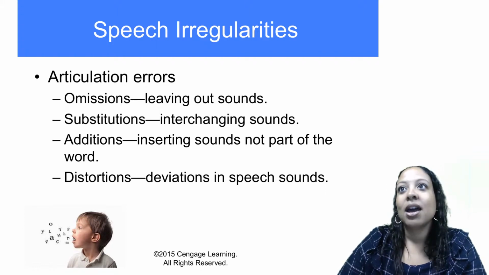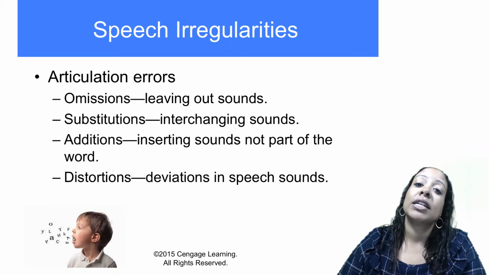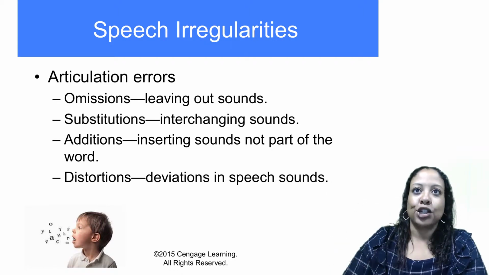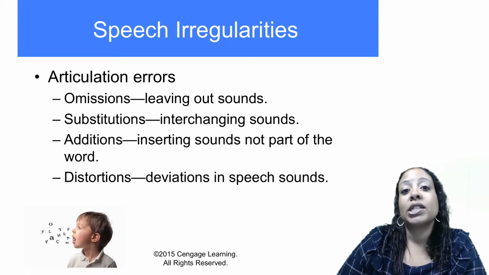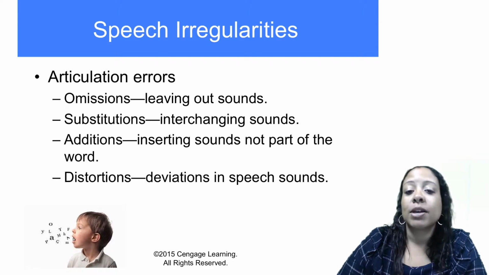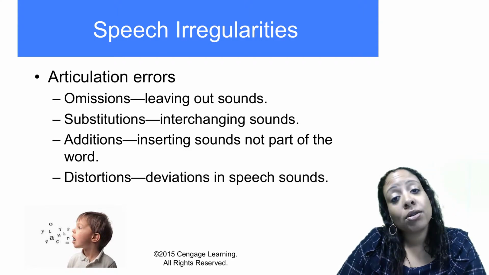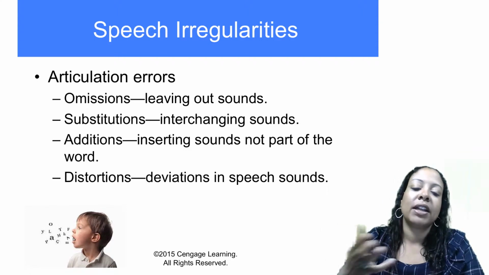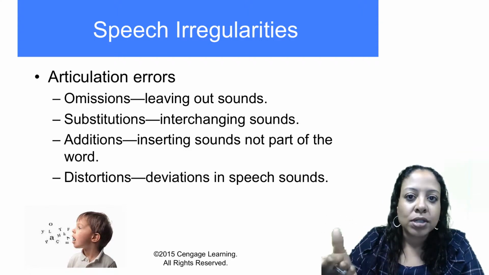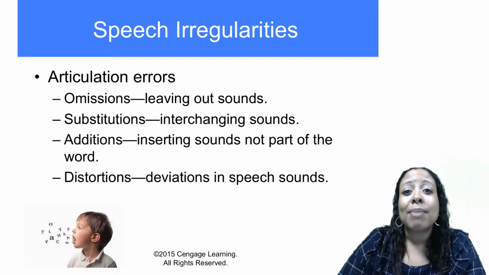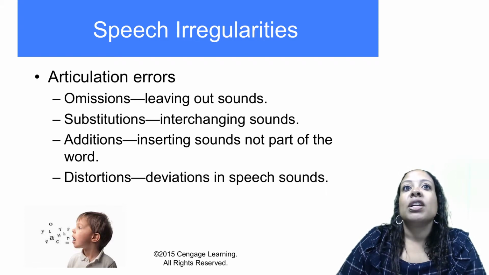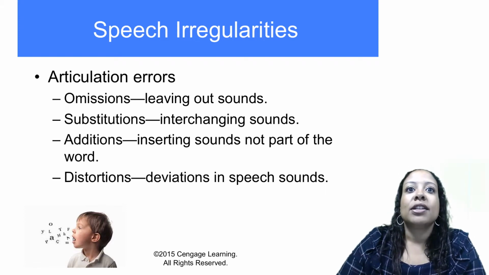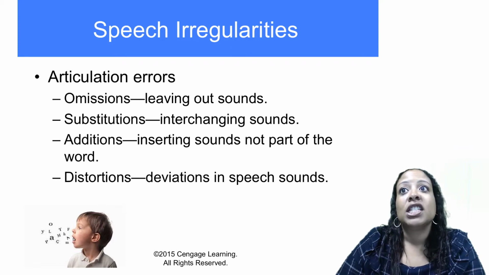Speech irregularities. Articulation area. So articulation is the clarity of pronunciation. Some children experience articulation errors like omissions, leaving out sounds, or substitutions, interchanging sounds. And that's a popular one with children. Even typically developing children might substitute sounds. So instead of dog, it might be dod, D-O-D. Additions, inserting sounds that are not part of the word, and distortions, deviations in speech sounds.